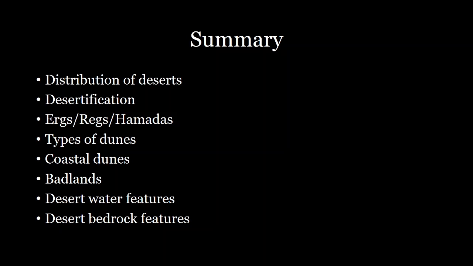So in summary, we talked about the distribution of deserts throughout the world. We talked about desertification and the positive feedback loops associated with it. We talked about ergs, regs, and hamadas. We talked about all the different types of dunes in deserts as well as in coastal environments. We talked about badlands, water features, sorry about the noise, water features in deserts, and lastly we just talked about bedrock features that form in desert regions.